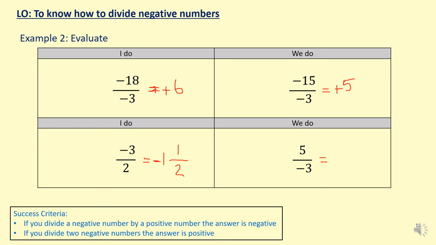I have 5 over 3, which I can write as a mixed number. So how many times does 3 go into 5? Once. And I have 2 left over, and the denominator stays as it is. So I just changed 5 over 3 to a mixed number because it was an improper fraction. Now I have positive divided by negative, which is negative, and that negative is for the whole fraction, so it stays in front of the whole fraction.